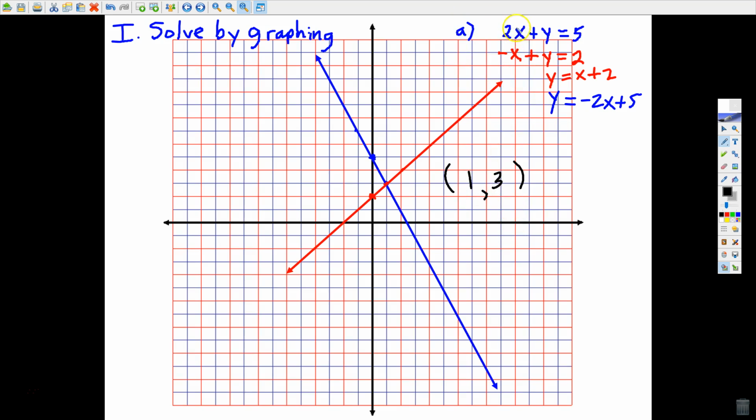If I let x be 1 and y be 3, does the blue left side equal the right side? 2 plus 3 equals 5. It checks out. If I let x be 1 and y be 3, that's negative 1 plus 3. Does that equal 2? Yes, and so I've just proven, I've given myself some confidence that this has to be the solution because it made both of these work. It made both of them true.